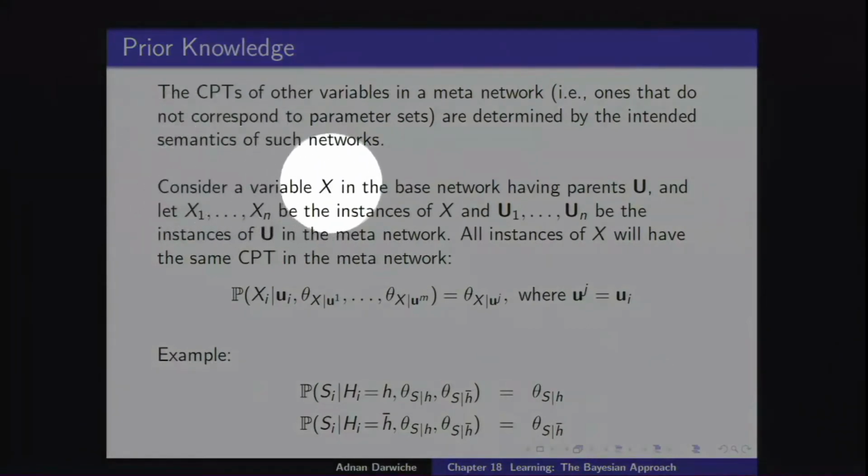Consider a variable x in the base network that has these parents, u. In the meta network, we know that we're going to have a bunch of instances of this, right? x1 through xn, where n is the number of examples in the data set, and similarly, we're going to duplicate the parents, right? Okay, now, when we look at the CPT for a particular xi, now it's going to be conditioned on what? On a particular value of its parents and these parameter sets.